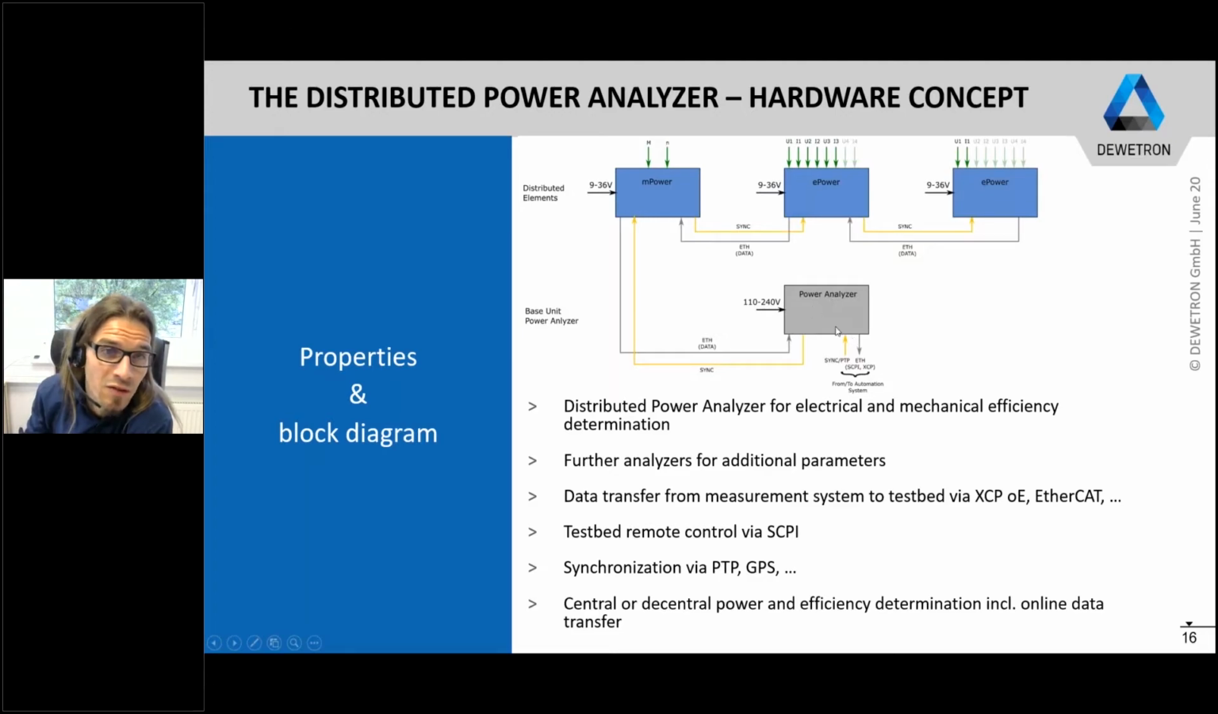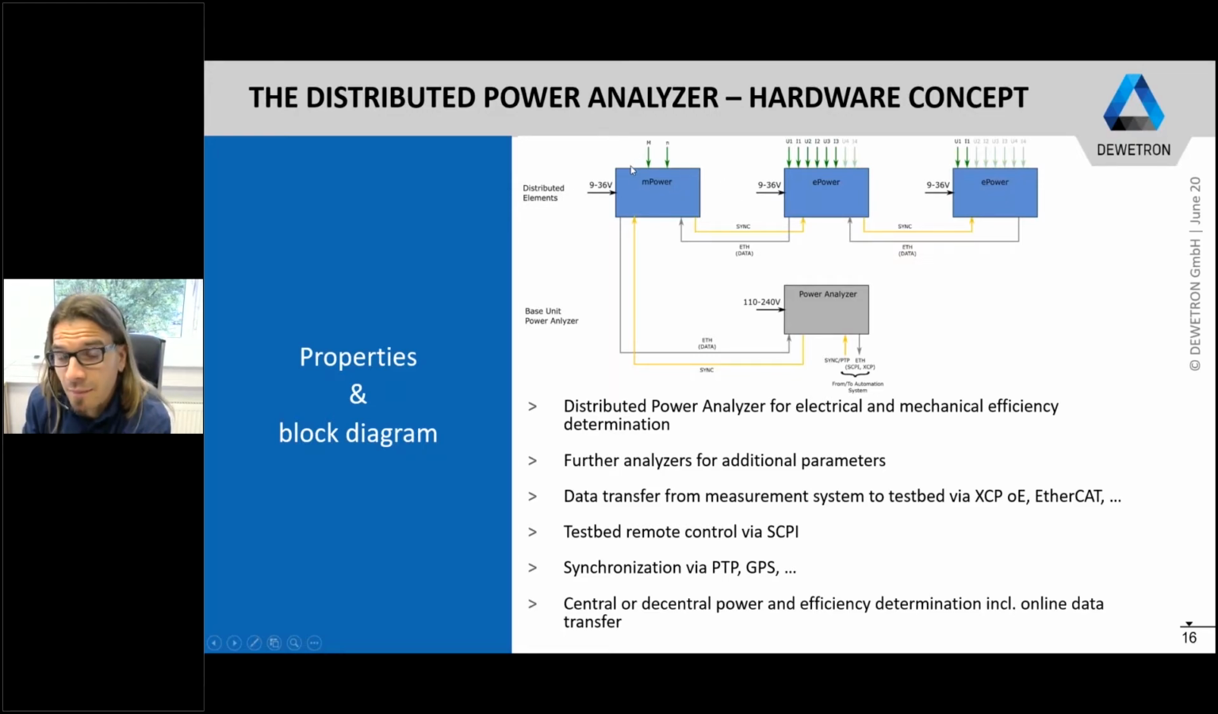And on this base unit power analyzer, several so-called distributed elements are connected. Then you can use, for example, one distributed element to acquire the 3 phases of your device or of the motor itself. You can use a second distributed element for acquiring the grid power and the grid voltage, and you can use a third distributed element to acquire the mechanical parameters.